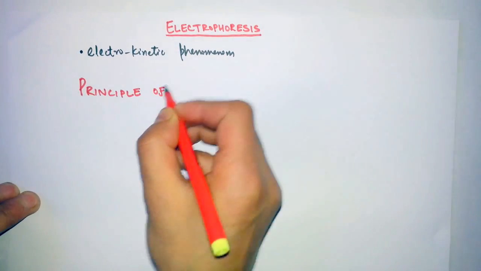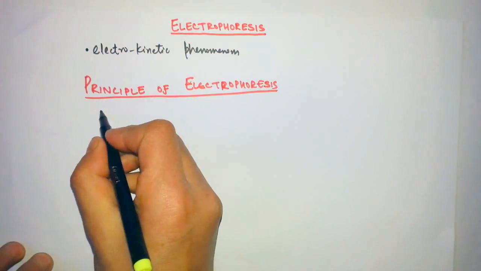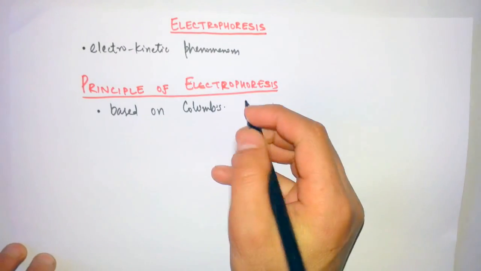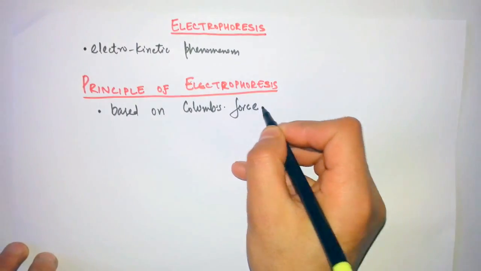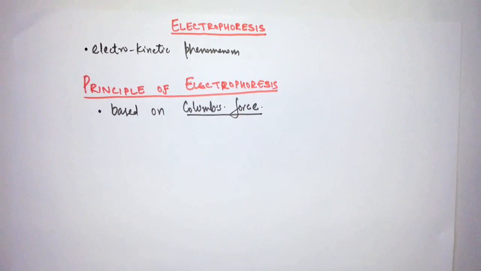Now guys, getting to the point, the principle of electrophoresis is based on Coulomb's law, or we can say Coulomb's force. You all may know what Coulomb's law says or what Coulomb's force is. If you do not know what Coulomb's force is, watch my video on Coulomb's law and you will get it. In Coulomb's law, we experience a force. The force experienced by any particle in an electric field is given by Coulomb's law. That's the simple thing you can remember.